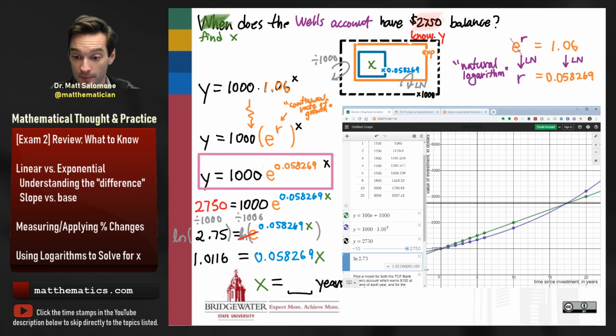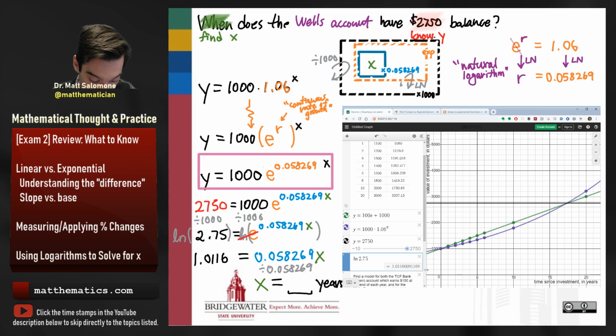There we go. Okay. And now that I have unwrapped my exponential, there's only one layer of wrapping paper left before I can get to that x. And it's this multiplication by 0.058269. And we know how to undo multiplication in an equation. That we learned in our basic algebra class that came before this one. I just have to divide by 0.058269.